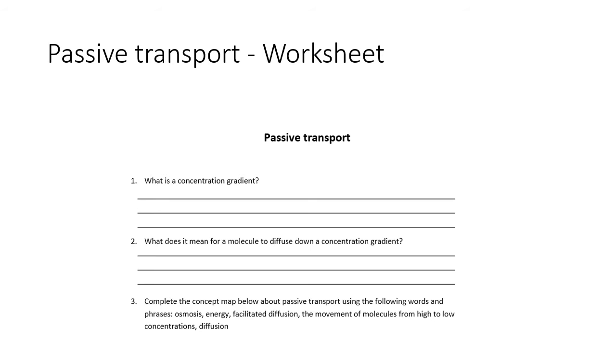What I recommend doing now is to stop and answer these three questions. What is a concentration gradient? What does it mean for a molecule to diffuse down a concentration gradient? And complete the concept map about passive transport using the following words and phrases: osmosis, energy, facilitated diffusion, the movement of molecules from high to low concentrations, and diffusion.